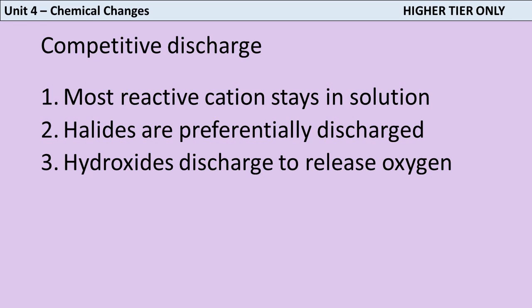Your second rule is that halides are preferentially discharged. So those are ions that have come from group 7. If there are no halide ions in your solution, then the hydroxide ion will be discharged, and that will release oxygen.